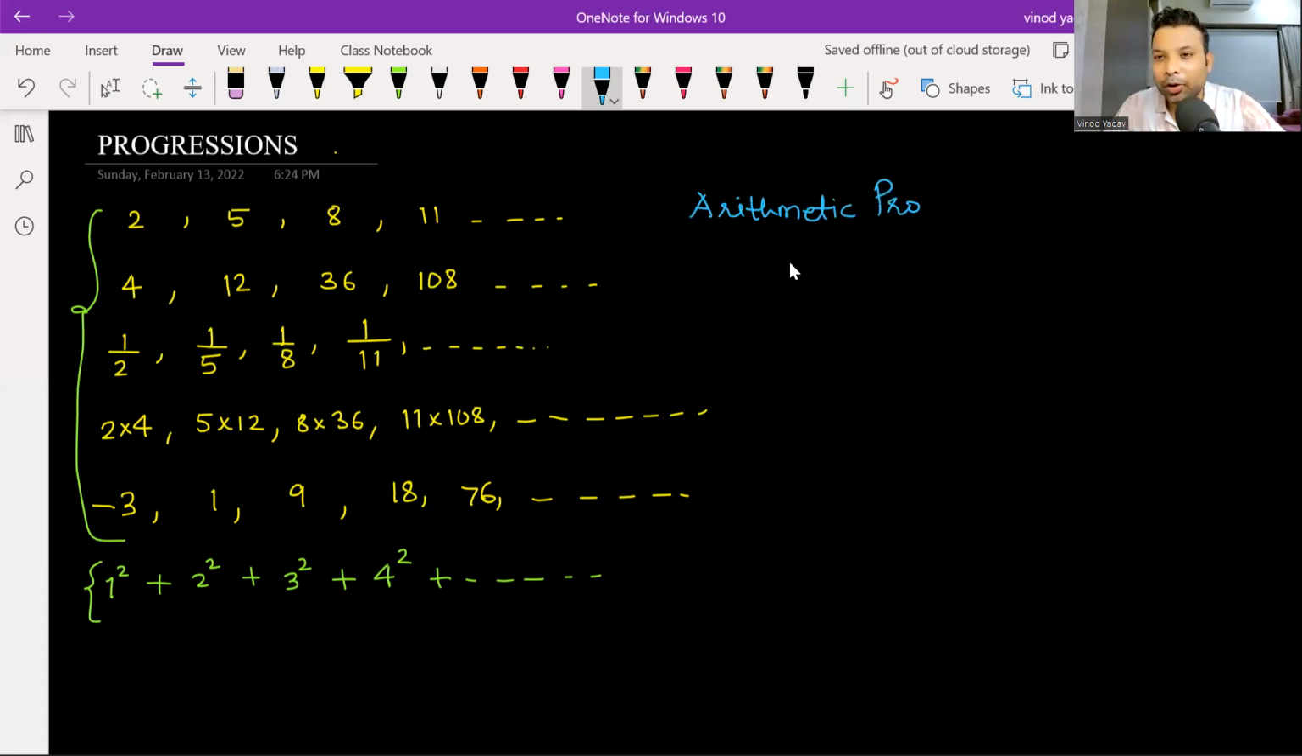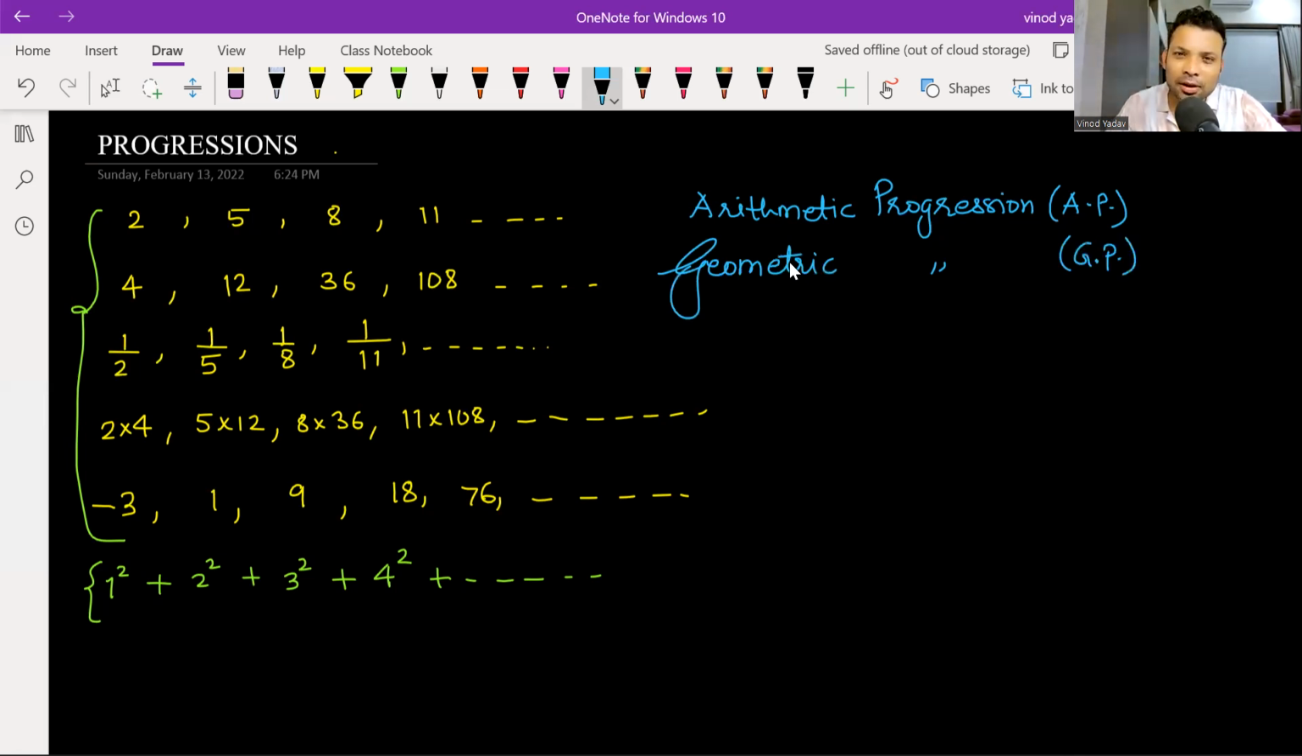Arithmetic progression in short form is called what? Yes, AP. Second one, you can see into 3, into 3, into 3. This kind of logical progress is there in that one, so it is called geometric progression, short form GP.